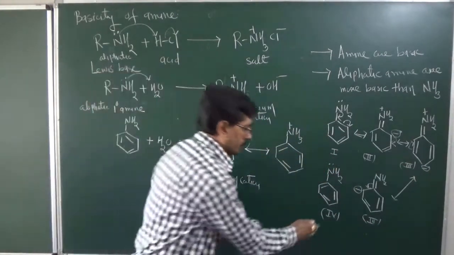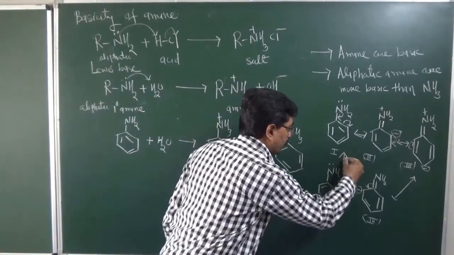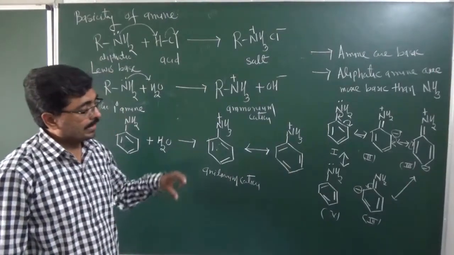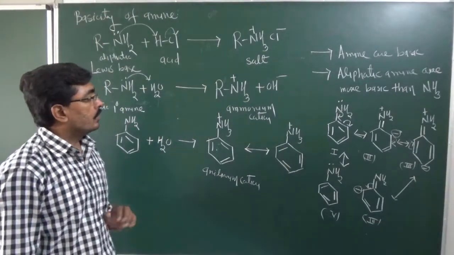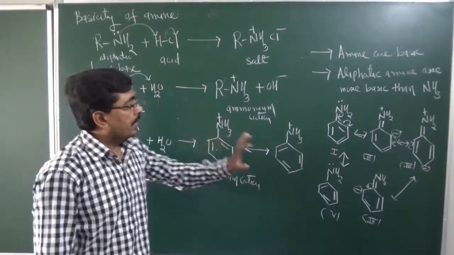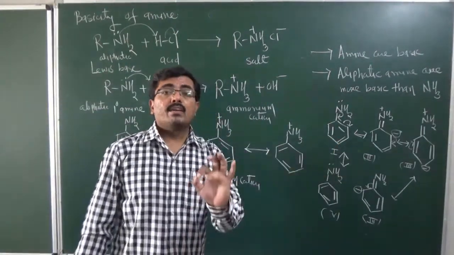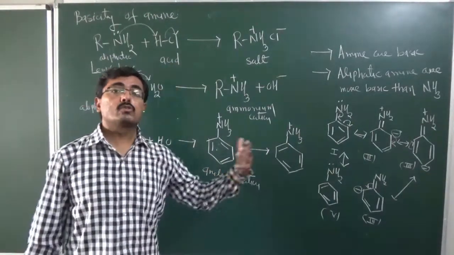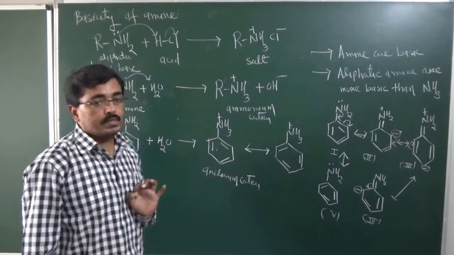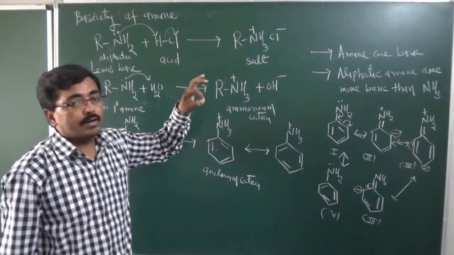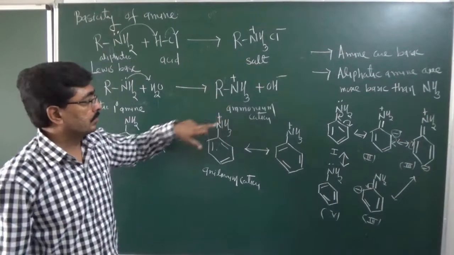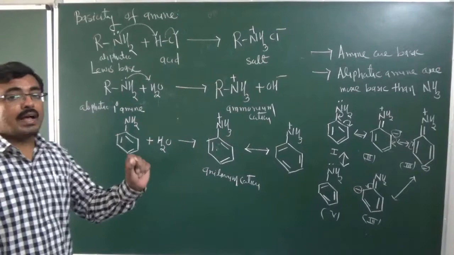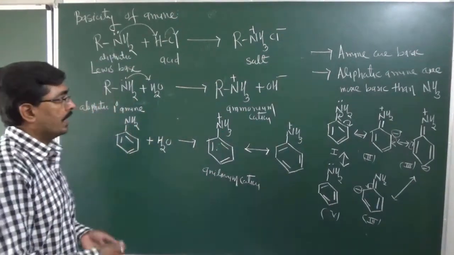5 resonating structures. Out of these 5, you can observe the first and last structures are Kekulé structures. So because of this, aniline has 5 resonating structures. In aqueous solution, it gives the anilinium cation, which also has 2 resonating structures. So because of this, a non-bonding electron pair will not be present on nitrogen. Therefore, it is observed that aromatic amines are less basic as compared to aliphatic amines.